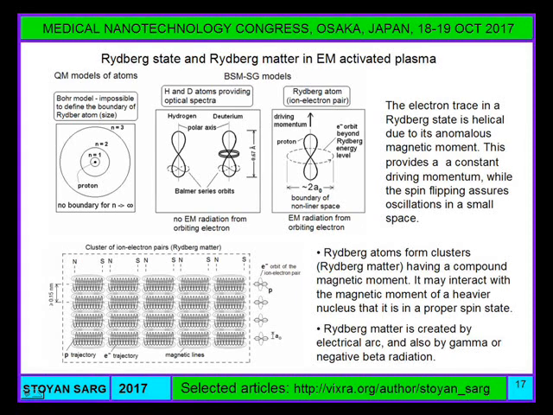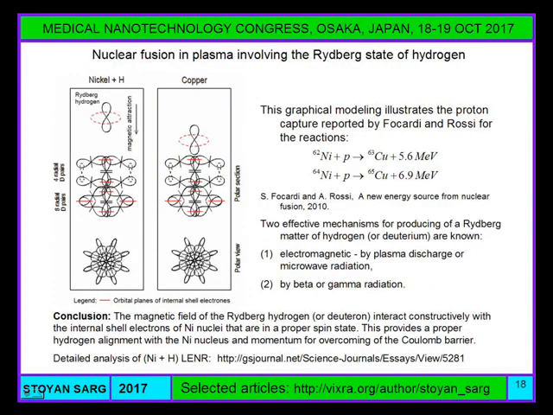At the lower left corner, a cluster of Rydberg atoms is shown. This cluster has a significant detectable magnetic field. This is important for understanding the physics of some low-energy nuclear fusion reactions. This slide illustrates an example of interaction between the magnetic moment of a Rydberg hydrogen and the magnetic field of the nickel nucleus at particular nuclear spin state.